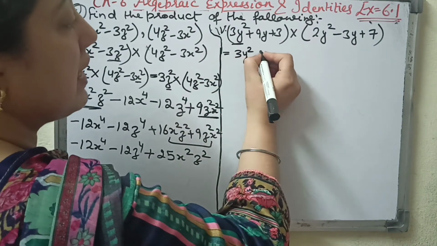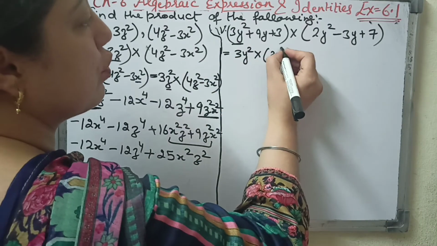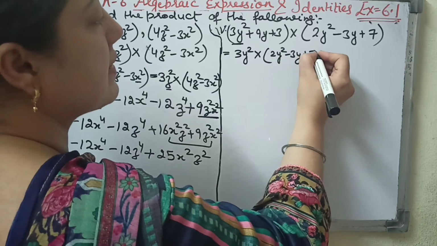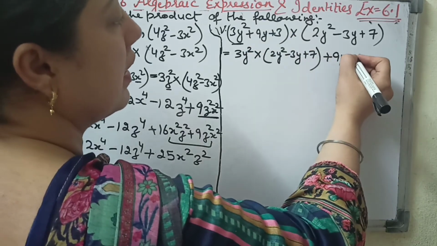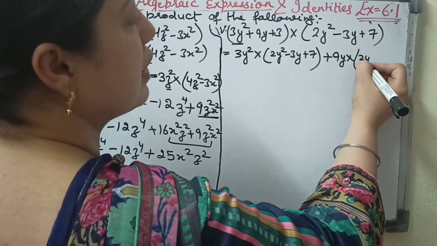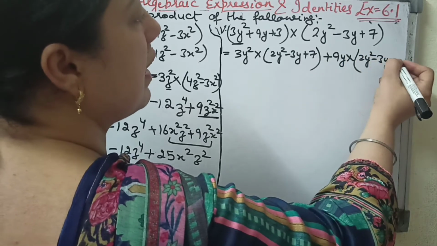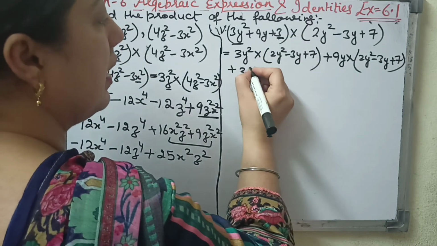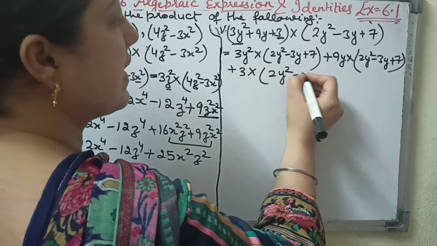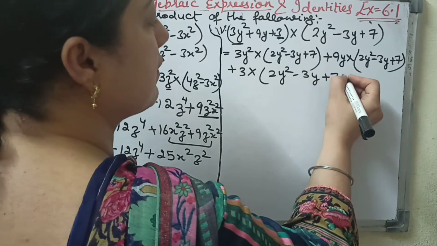Now 3y² is multiplied with 2y² − 3y + 7. The next term is 9y of the first bracket. Again it is multiplied with 2y² − 3y + 7. And the third term is 3 here. It is multiplied with 2y² − 3y + 7.